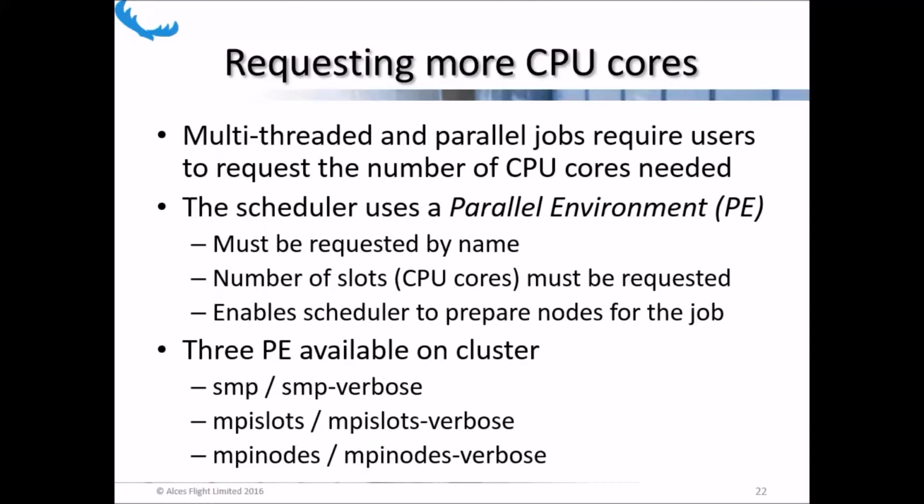Your Alces Flight cluster comes with 3 parallel environments already set up. They are the SMP parallel environment for running multi-threaded applications on a single node, the mpislots parallel environment that runs MPI across multiple nodes, and the mpinodes parallel environment that allows users to select how many individual nodes they want to participate in an MPI job.